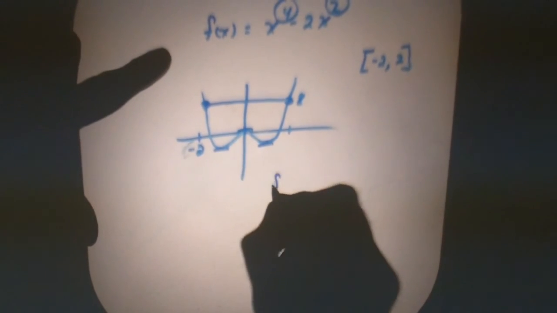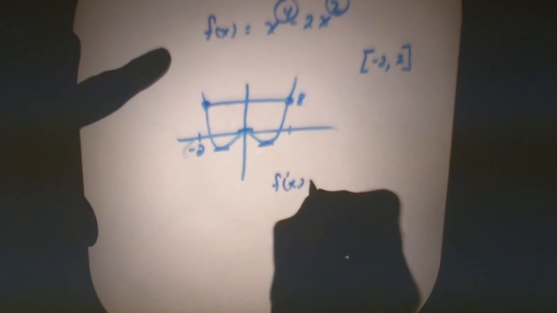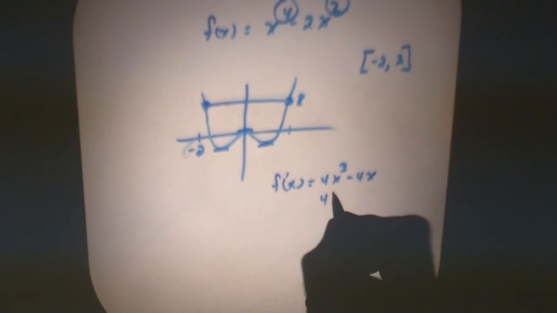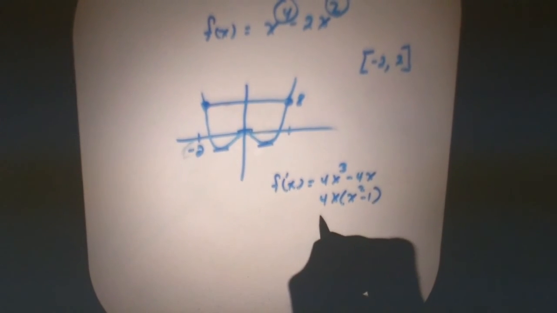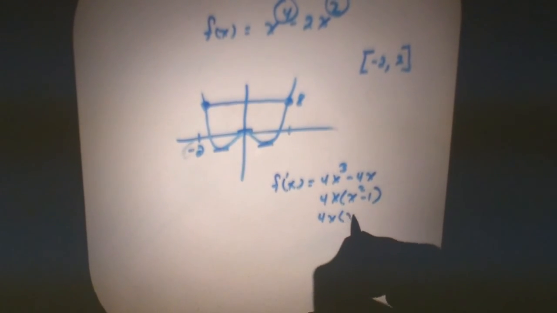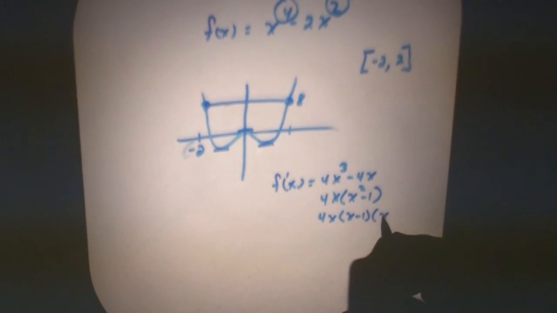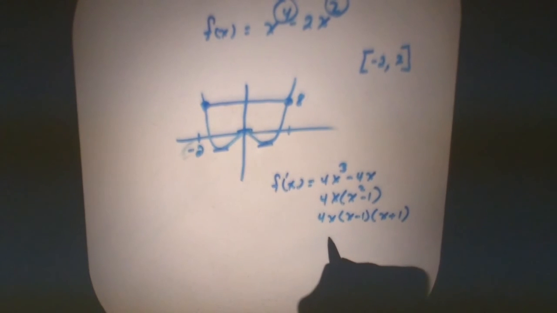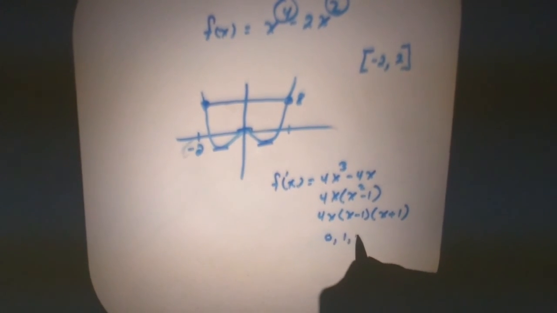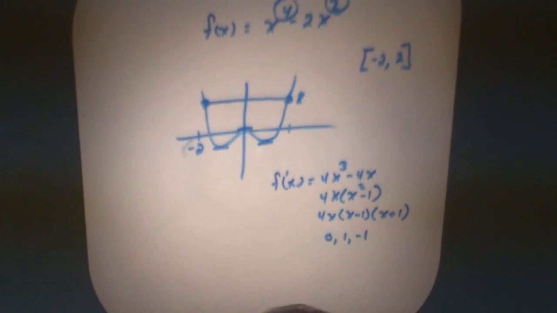And so f prime at x is equal to what? What's the derivative of this? 4x cubed minus 4x. Which gives me 4x times x squared minus 1. And that gives me 4x times x minus 1 and x plus 1. So my critical numbers are 0, 1, and -1. So I found 3 of them.